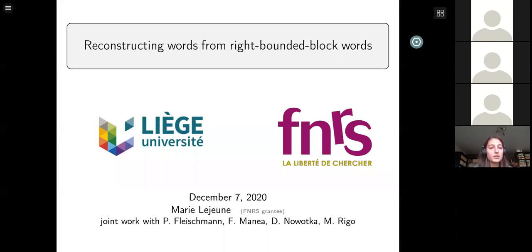So I'm going to study a variant of the classical reconstruction problem on words, and I'm going to give the results that we obtained first on binary alphabets and then on an arbitrary large alphabet.